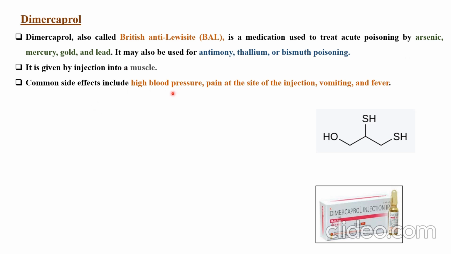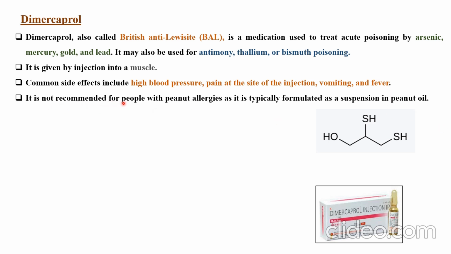Common side effects include high blood pressure, pain at the site of injection, vomiting, as well as fever. So, pain at the site of injection. Whenever there is a parenteral route of administration, always at the site of administration some kind of reaction might be there. So, pain at the site of injection will be temporary, maybe 1 to 2 hours or 2 to 3 hours. And fever, at certain times, is like an indicator. In the case of coronavirus also you have seen, once you take the vaccine you might have a slight fever. That's definitely showing some action in your body.